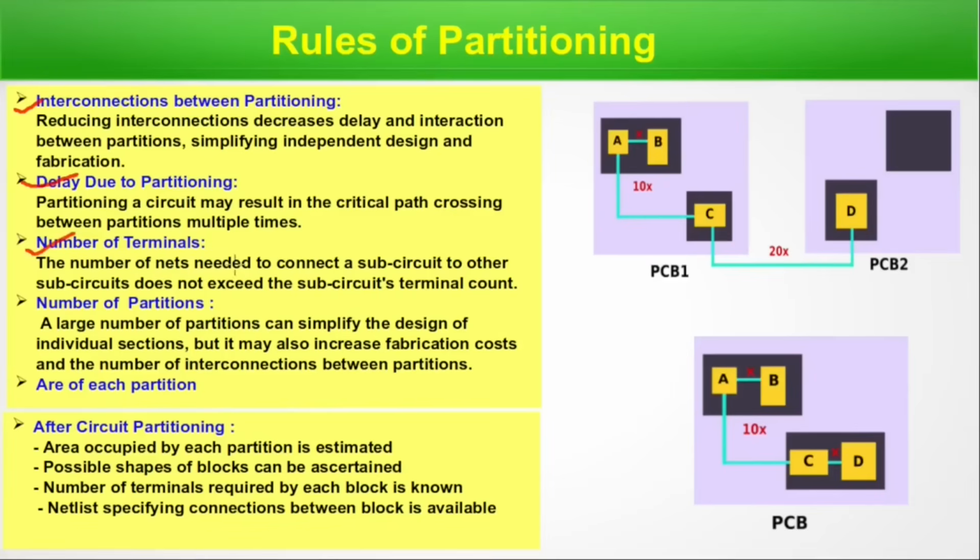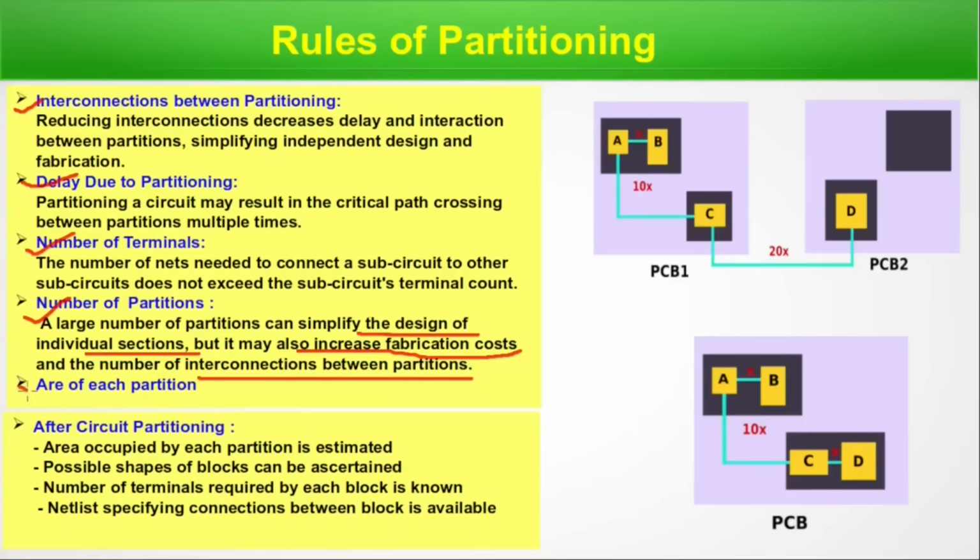Number of terminals. The number of nets needed to connect a subcircuit to other subcircuits does not exceed the subcircuit's terminal count. That's a constraint. Now, number of partitions. A large number of partitions can simplify the design of individual sections, but it may also increase fabrication cost and the number of interconnections between partitions.